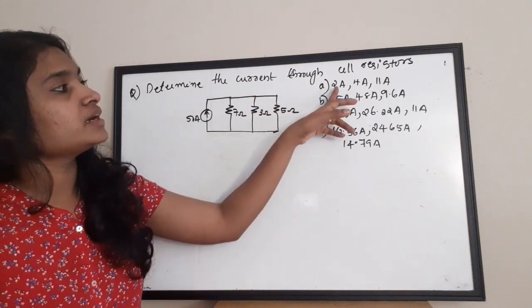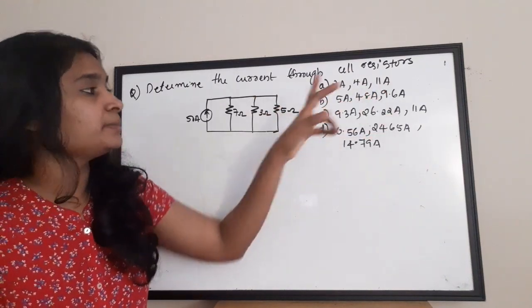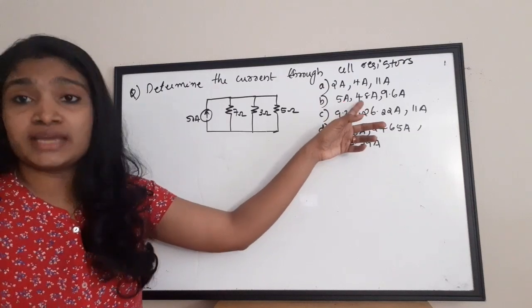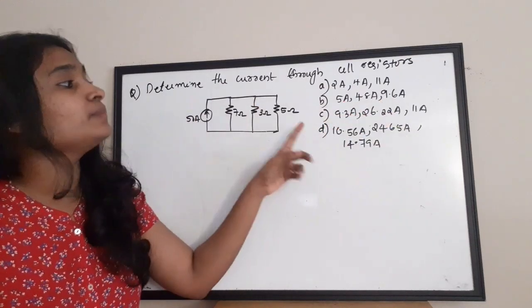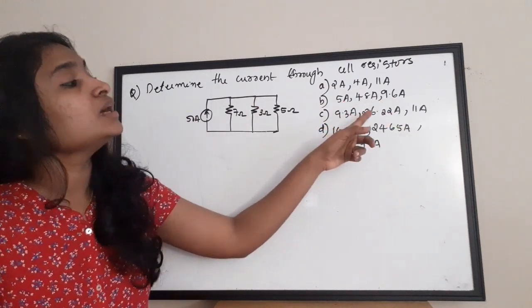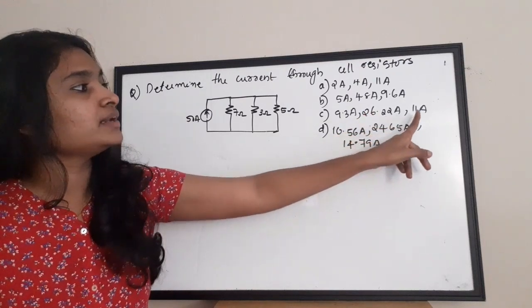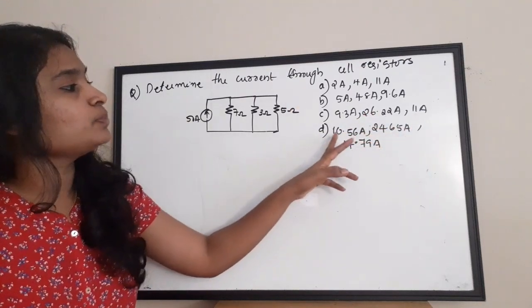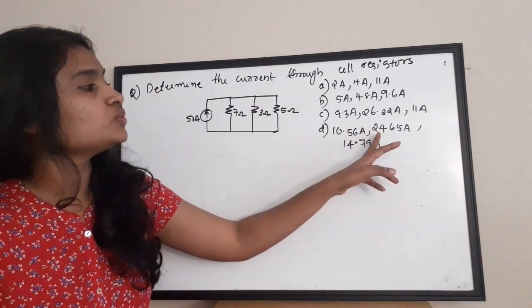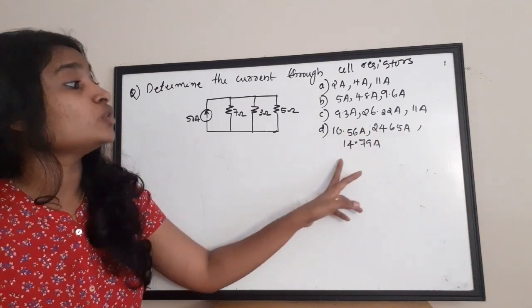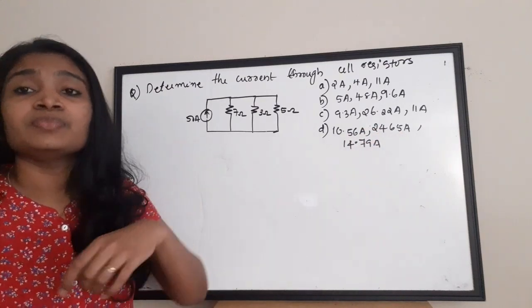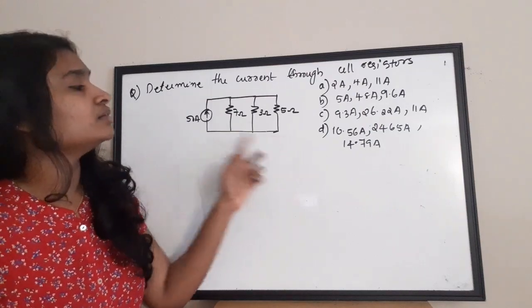The options given are: A, 2 ampere, 4 ampere, 11 ampere; B, 5 ampere, 4.8 ampere, 9.6 ampere; C, 9.3 ampere, 26.22 ampere and 11 ampere; and D, 10.56 ampere, 24.65 ampere and 14.79 ampere. So how to solve this network?